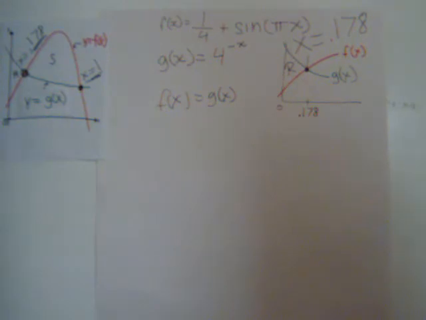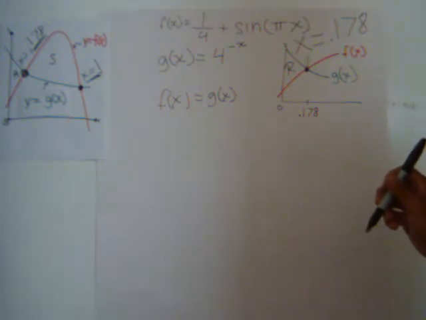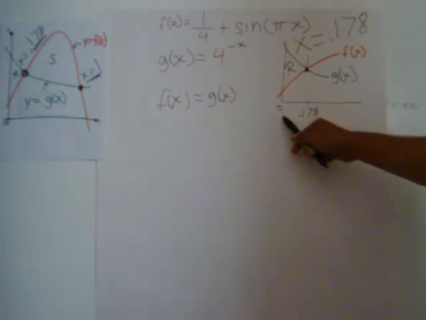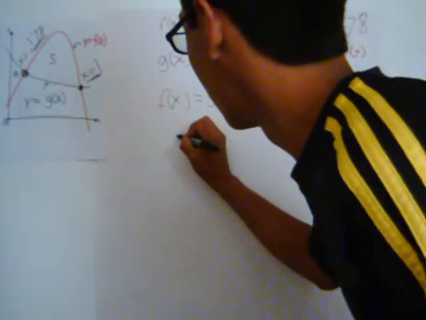For A, we have to find the area of R. In order to find the area of this function, you have to set up an integral. Your integral goes between your two bounds, your lower bound and your upper bound. In this problem, your lower bound is at x equals 0, and your upper bound is at x equals 0.178, because that is the intersection.